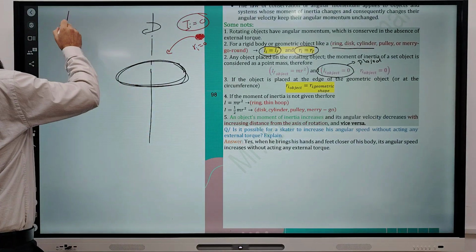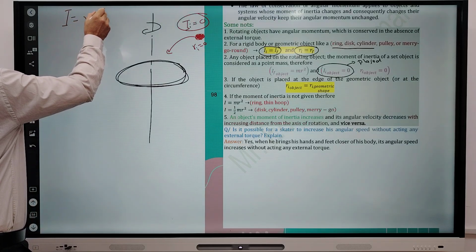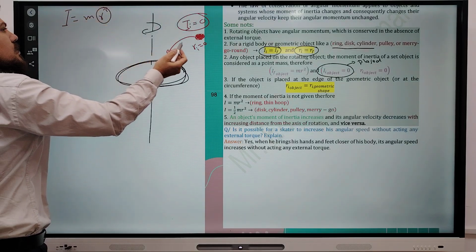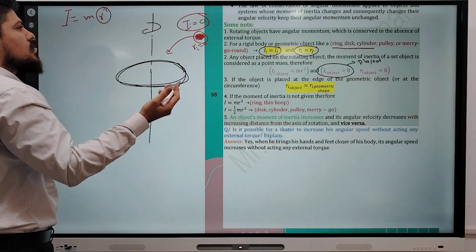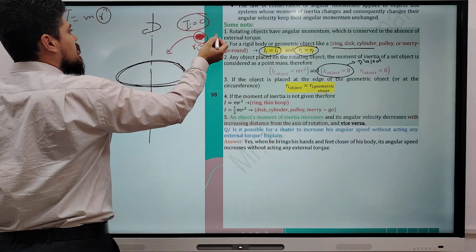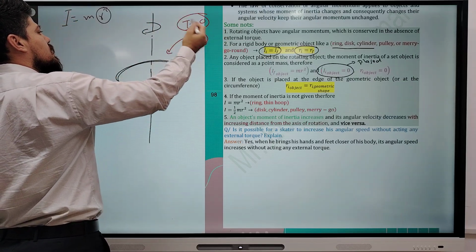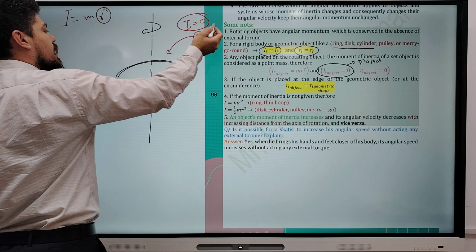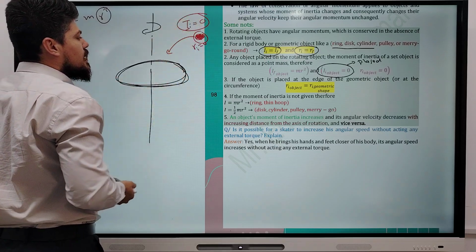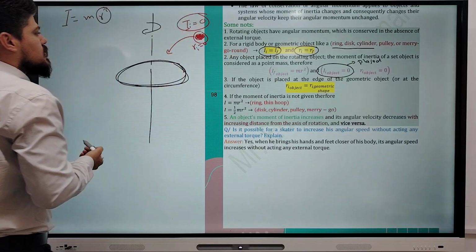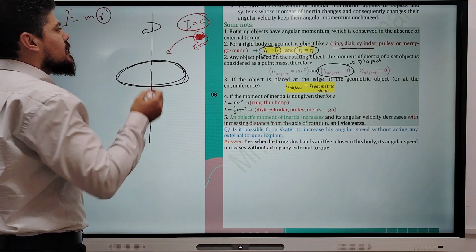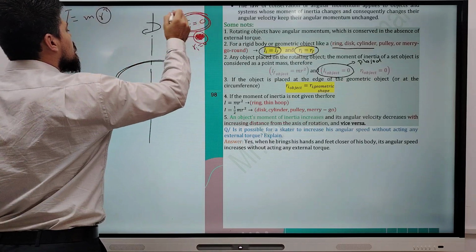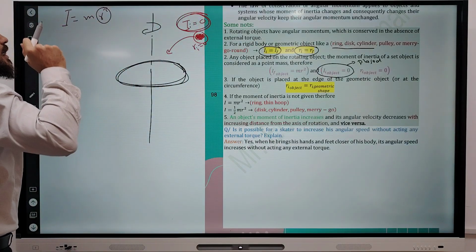Because in the moment of inertia, we need what? Mass and distance from the axis of rotation. Do we have the distance from the axis of rotation? No. So that is why, when the question says an object, a piece of putty, or any object is placed onto a geometric shape such as a solid cylinder or merry-go-round, the initial moment of inertia is equal to 0.